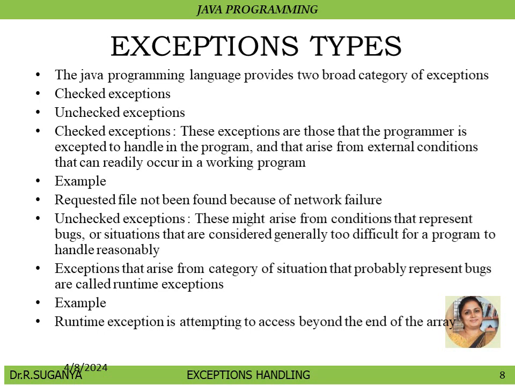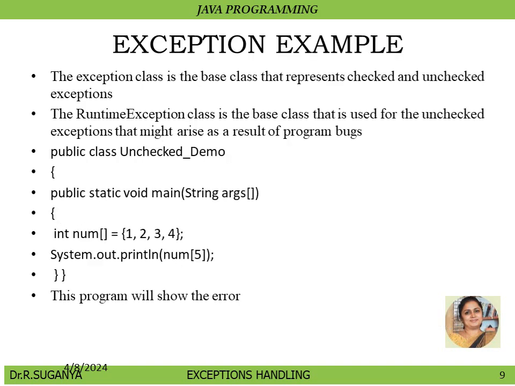The second type is unchecked exceptions. These might arise from conditions that represent bugs or situations that are considered generally too difficult for a program to handle reasonably. Exceptions that arise from a category of situations that probably represent bugs are called runtime exceptions. Example: attempting to access beyond the end of the array. Here we have the Exception class, which is a base class that represents checked and unchecked exceptions. The RuntimeException class is a base class that is used for the unchecked exceptions that might arise as a result of program bugs.